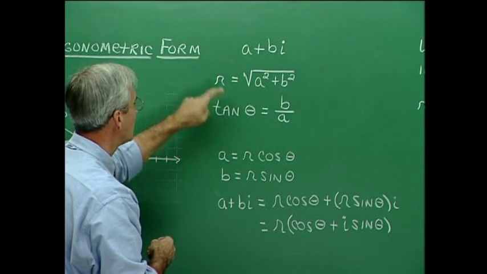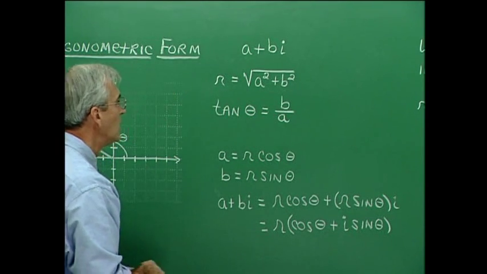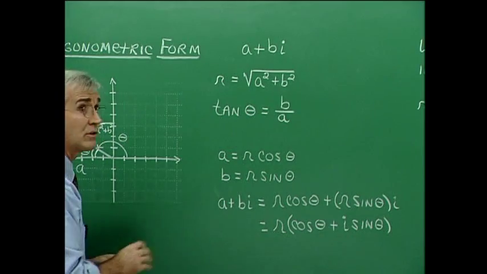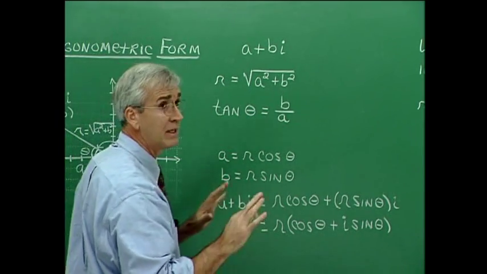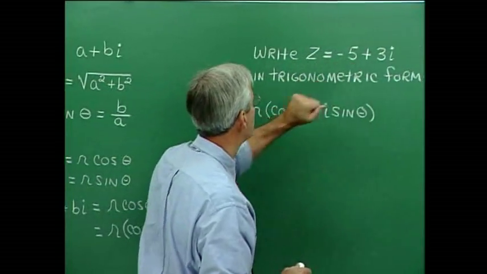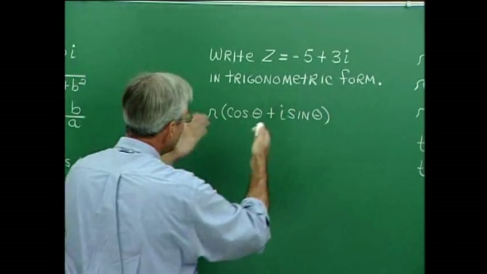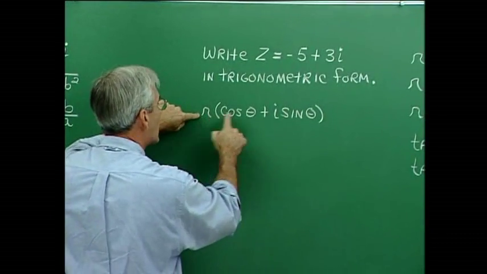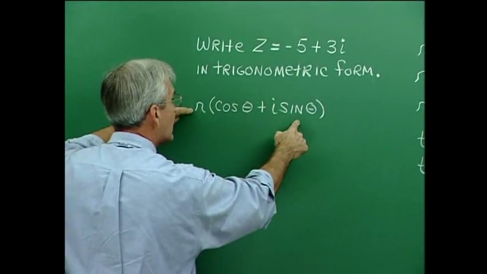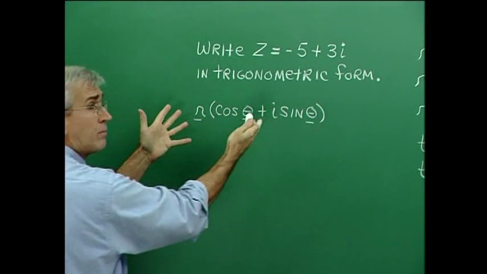R is called the modulus, theta is called the argument, modulus and argument. We're not going to use those fancy words very much, but they occasionally come up, maybe in the textbook from time to time. Suppose we want to write this complex number in trigonometric form. Well, the trigonometric form is this form. It's the form r times cosine theta plus i sine theta. And we need a value for r and theta in order to just plug in here.